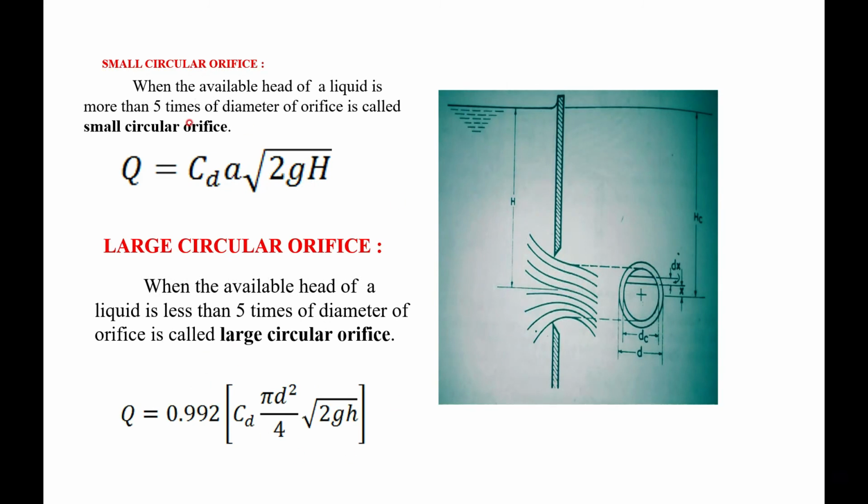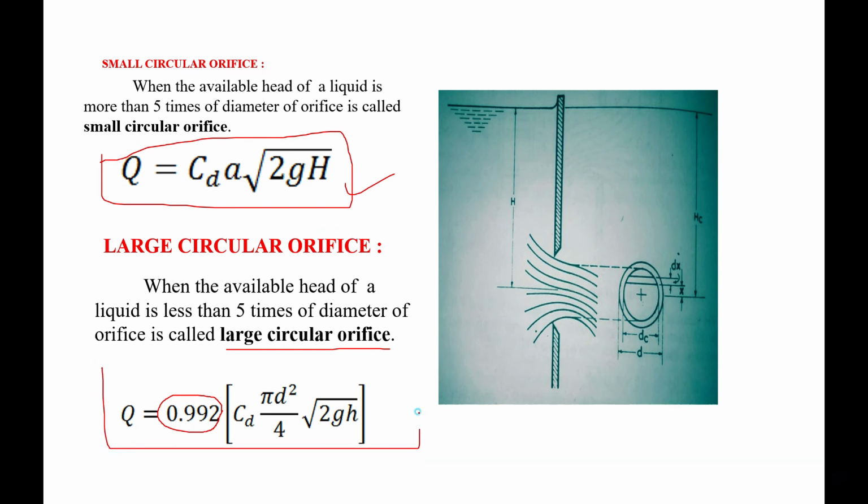Then the small circular orifice: when the available head of the liquid is more than 5 times the diameter of the orifice, it is called a small circular orifice. This is the formula to be used for the calculation of discharge. Then the large circular orifice: when the available head of the liquid is less than 5 times the diameter of the orifice. The formula used is CD into pi by 4 D square into root of 2gH, for the large circular orifice.